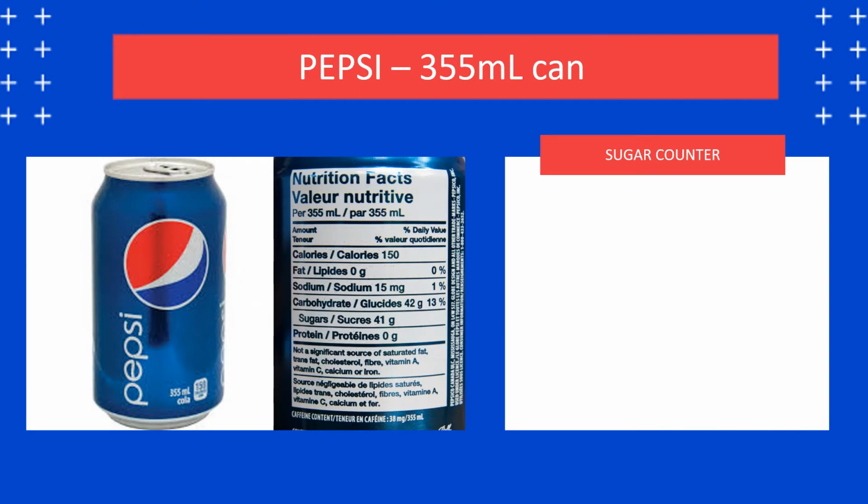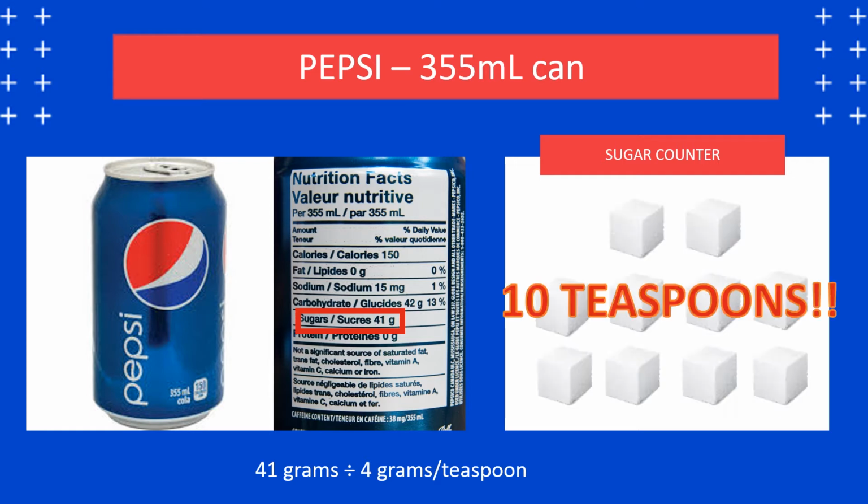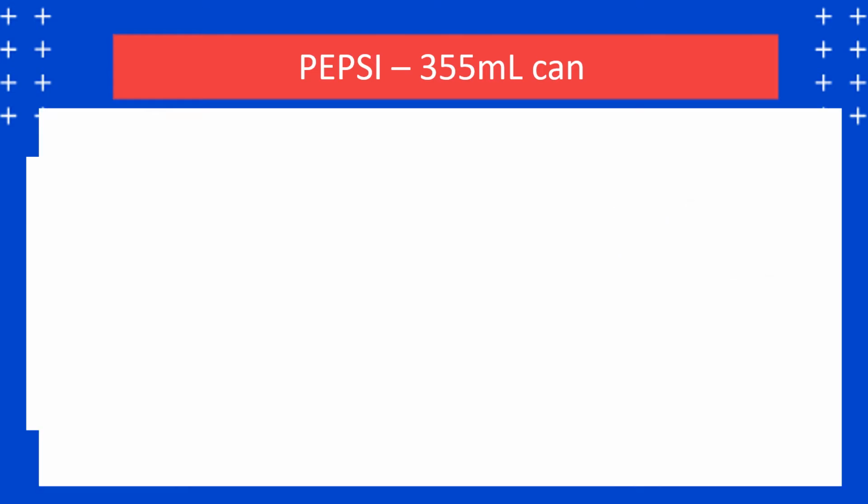Okay, so let's look at some examples. We'll start with Pepsi. We've got a 355 milliliter can, so as mentioned, that's a little bit over a cup. And if we look at the sugars, we've got 41 grams of sugar in that can. And so if we use our little equation, 41 grams divided by 4 grams per teaspoon is more or less 10 teaspoons of sugar, which is quite a bit. We're already over that 6 teaspoons recommended by WHO.